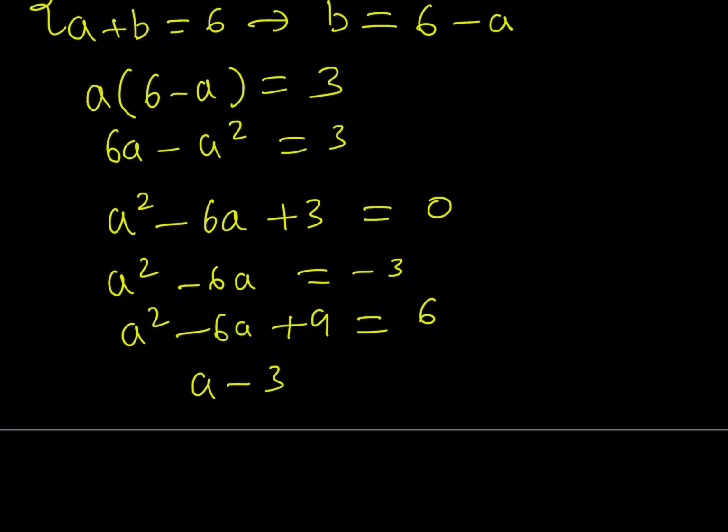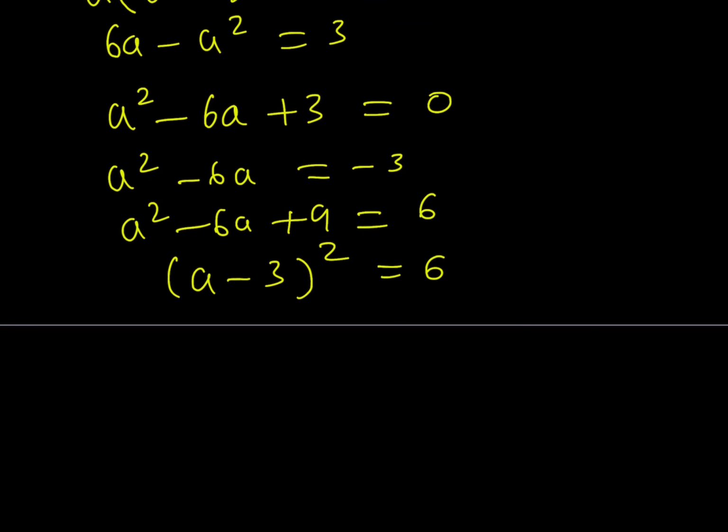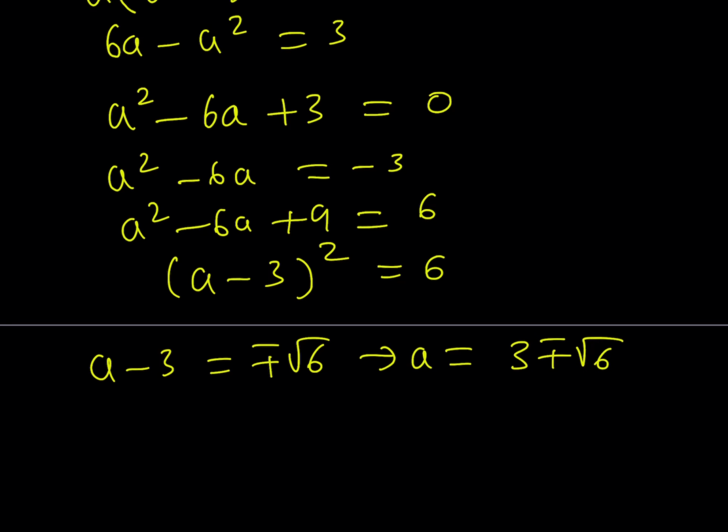And then from here, you can just write this as (a minus 3) squared is equal to 6. And this gives you plus or minus root 6. And by adding 3 to both sides, you get the solutions a equals 3 plus or minus root 6. Okay, now we have to check obviously both of these solutions and also make sure that this is a valid expression.